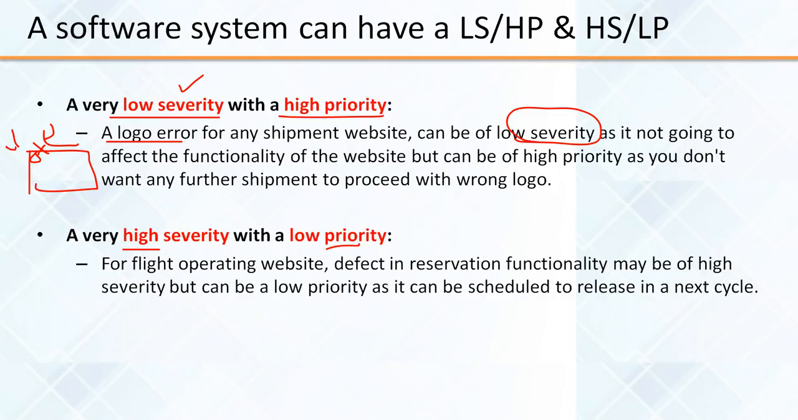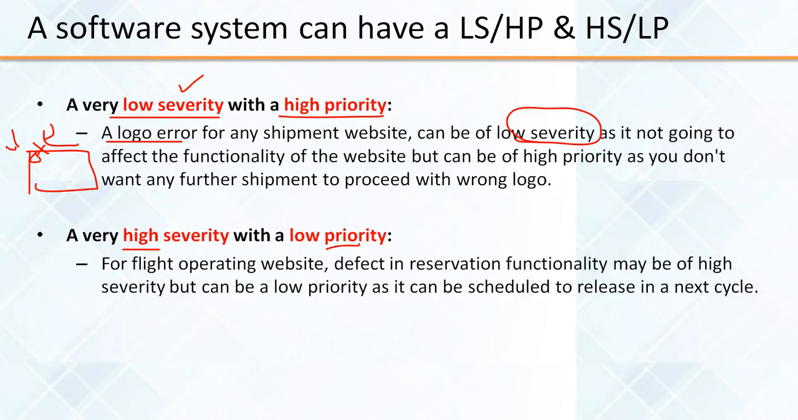Okay, functionality is working, but some of the results are coming out wrong. Suppose I select the source and destination location, and it is not listing the flights as expected. It should list the flights between the source and destination, whatever travel plan we have decided. But it is not giving the right flights. That will affect the functionality, but they can fix that defect in the next releases. So that is an example of high severity and low priority.